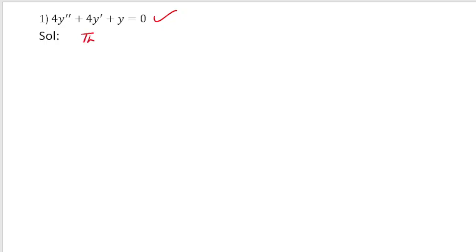The auxiliary equation is 4m square plus 4m plus 1 is equal to 0. So this will give me what? You can see, you can factorize it easily, but I can clearly see that this is (2m plus 1) whole square is equal to 0.